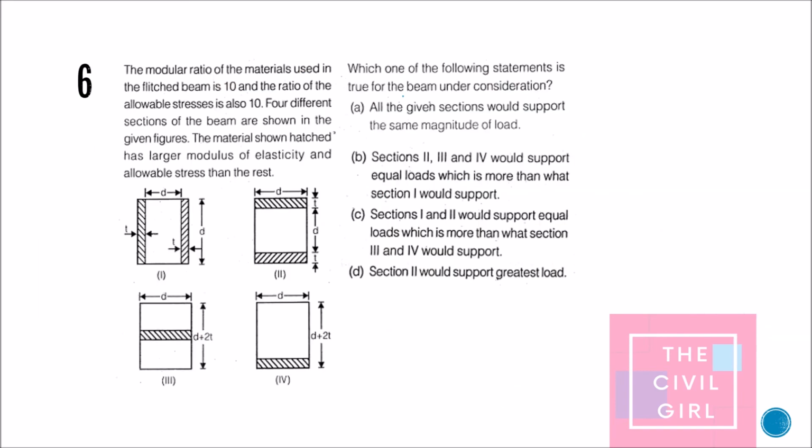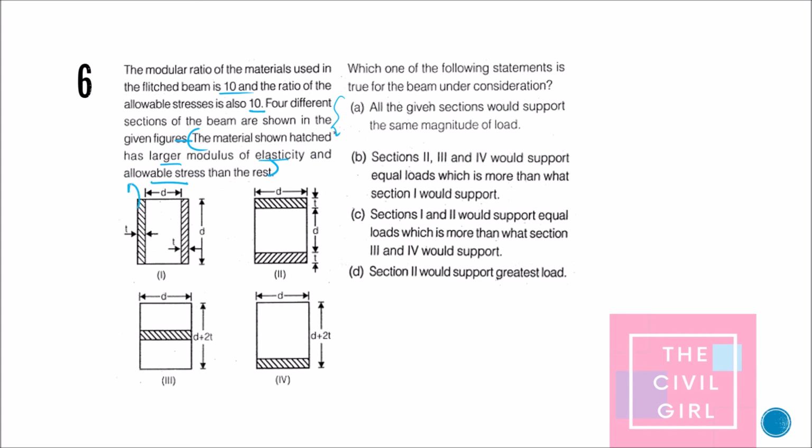Next question: the modular ratio of the material used in a flitched beam is 10 and the ratio of the allowable stress is also 10. Four different sections of the beam are shown in the given figures. The material hatched has larger modulus of elasticity and allowable stress than the rest. This last line is very, very important.